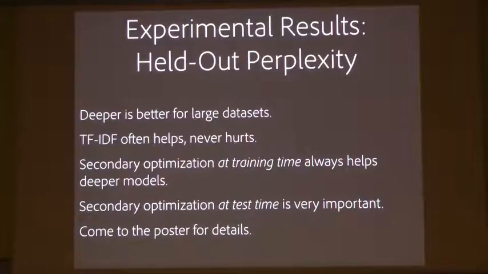Basically, no big surprise. If you look at held out likelihood, deeper models do better than shallow models. It's 2016. We should all not be surprised by that, at least on large data sets. TF-IDF often helps, never hurts. You should use it. It's easy. The secondary optimization procedure, when applied at training time, always helps, especially for the deeper models. Actually, secondary optimization at test time is also very important.